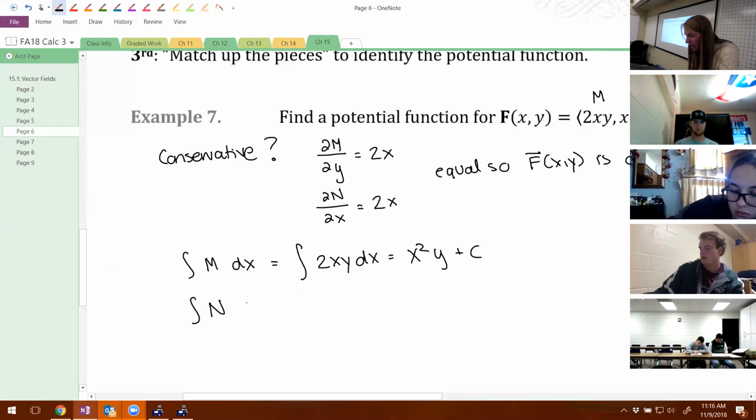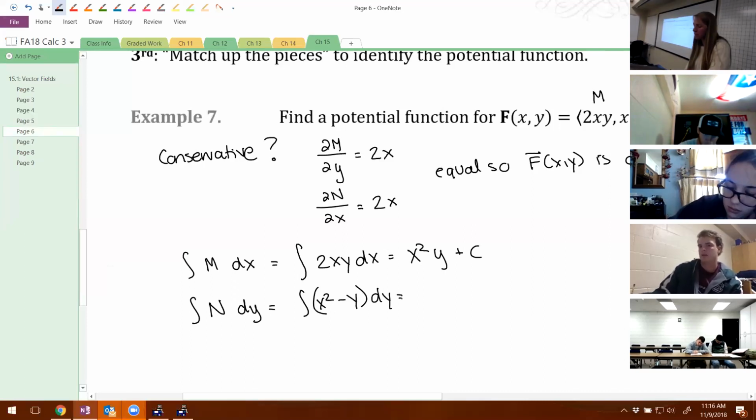We also need to find the antiderivative of N with respect to y, so undoing that partial differentiation. So in this case, the antiderivative of x squared minus y dy. So what's that give us? x squared y minus 1/2 y squared, and then plus some constant.